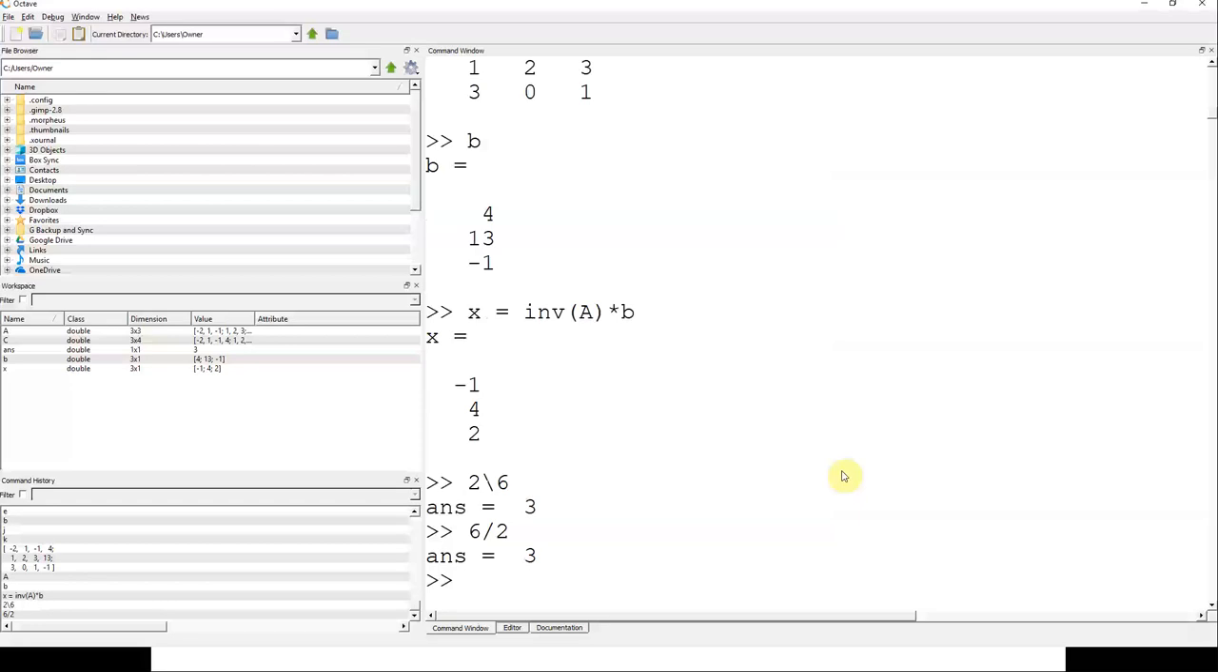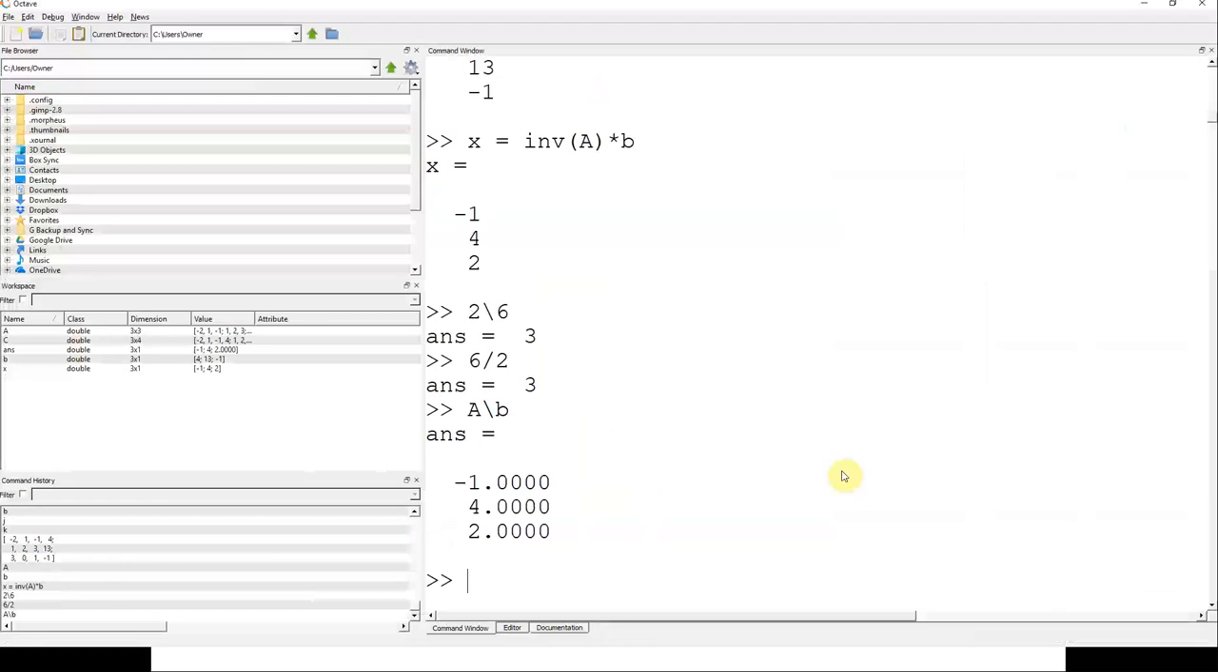So I'm going to say A under B. X equals A under B. Same exact thing. Alright, so I just say A under B. Got it? A under B. I just said inverse A times B. The same thing as saying A under B.